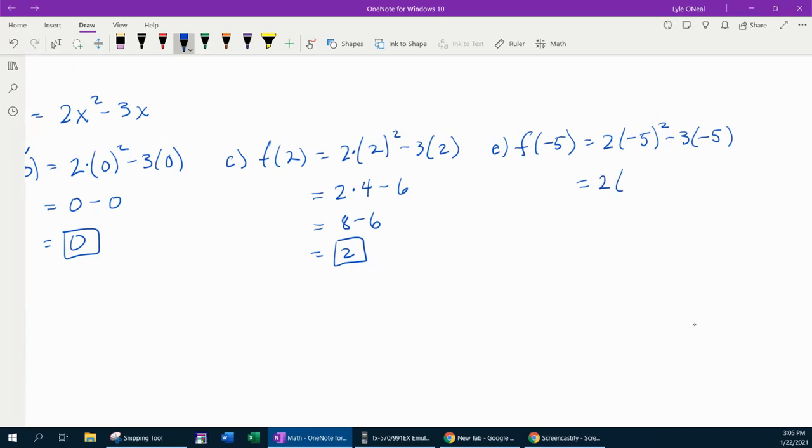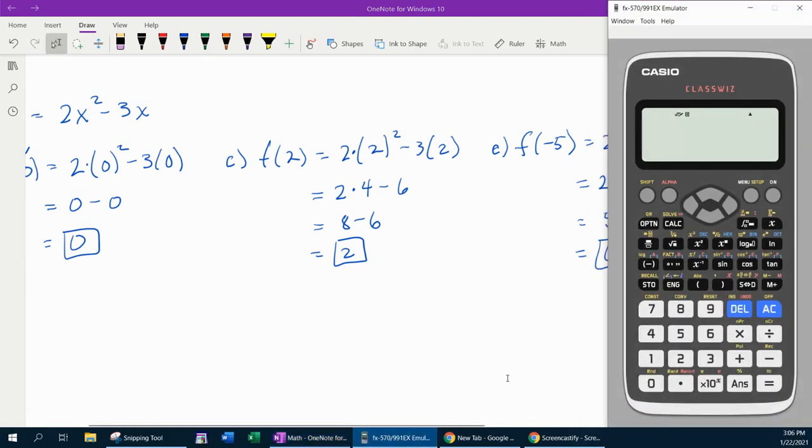Exponents first. Negative 5 squared is 25. Here, negative times a negative makes a positive 15. 2 times 25 is 50. Plus 15 is 65. And then to verify that electronically, again, I'm going to go up, back, and edit 2 to negative 5.